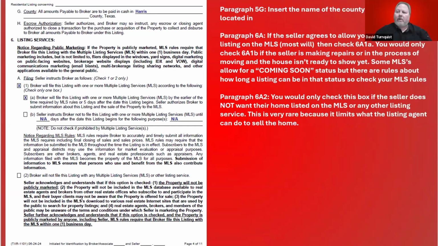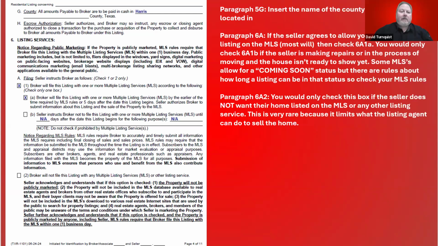So if it's a borderline county, you might want to say Harris and Galveston, or Brazoria and Fort Bend. Just make sure that you're putting something that's where the property is located.